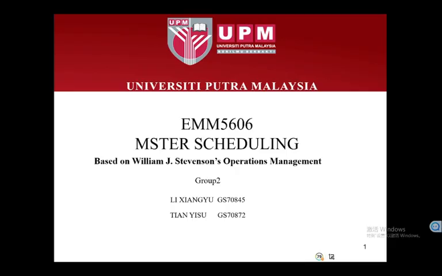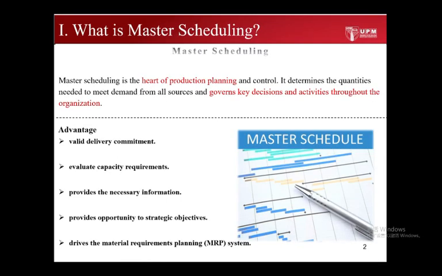Today, I want to talk about the topic of master scheduling, based on William Stevenson's operations management. The first part: what is master scheduling? Master scheduling is the heart of production planning and control. It determines the quantities needed to meet demand from all resources and governs key decisions and activities throughout the organization.